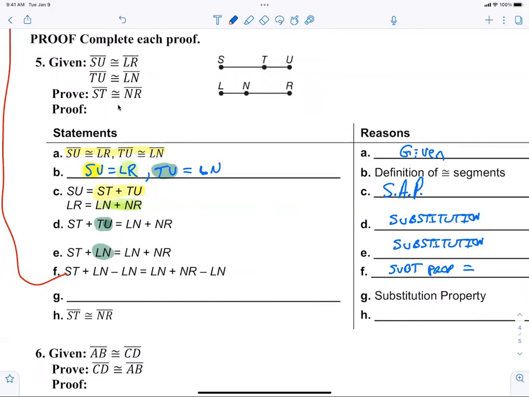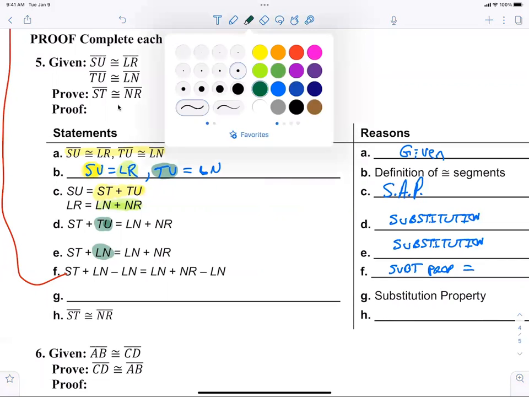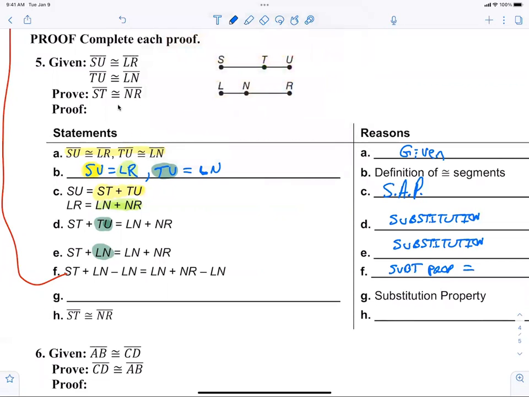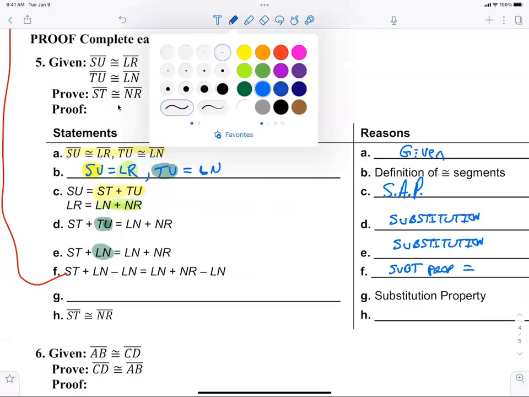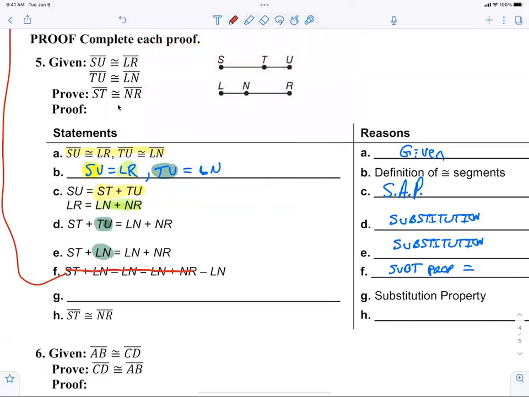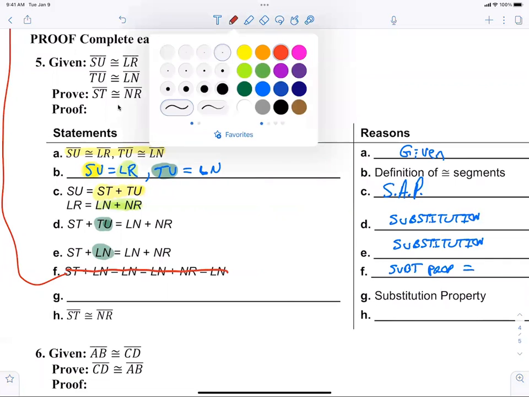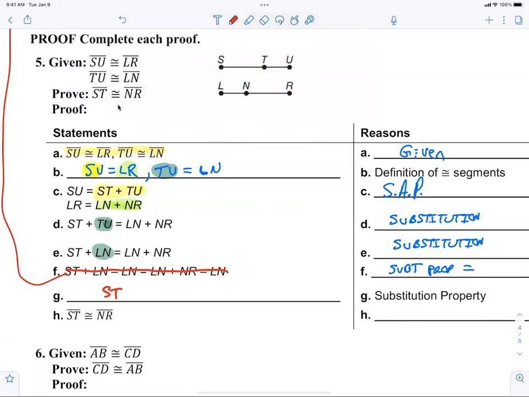Now, for me, listen, and you see if you're agreeing with me. I'm probably going to leave this step out. And I'm just going to probably write what? ST is equal to NR by what? Well, I'm just saying I'm not using a substitution. I'm just going to say ST is congruent to NR by the what? Subtraction property of equality, right?